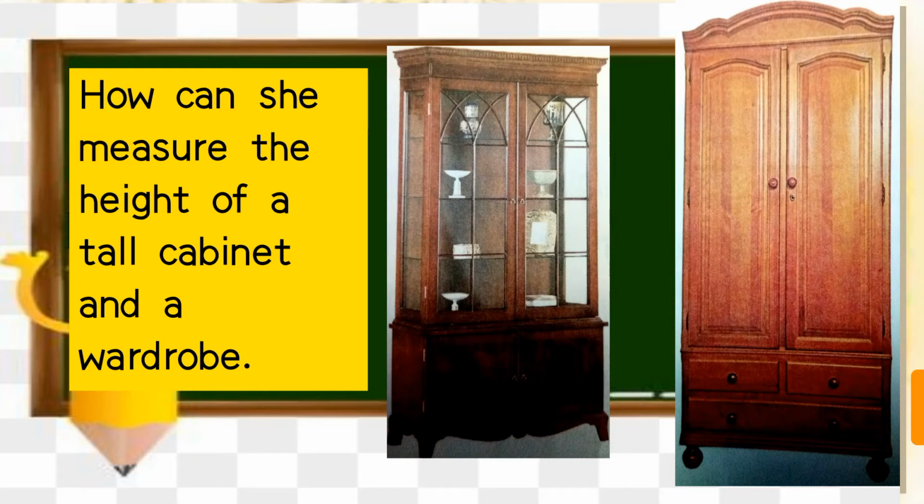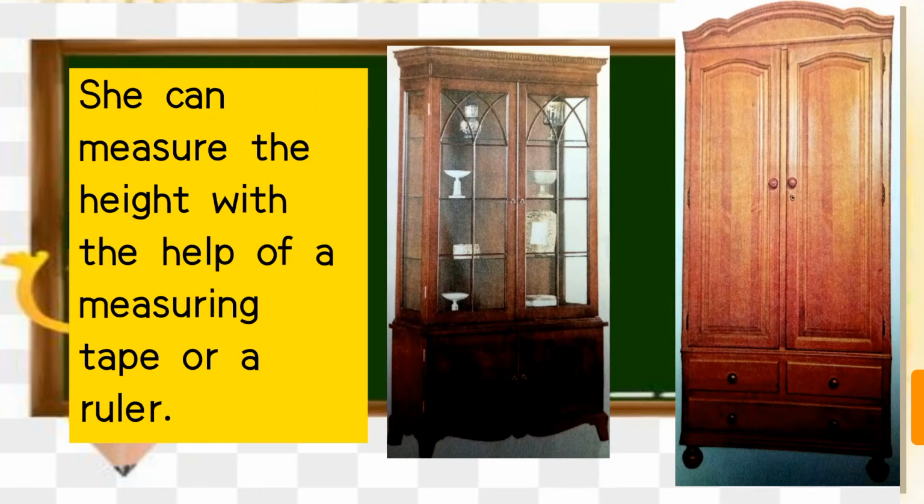But as you all know, the height of a tall cabinet and a wardrobe is more than a small scale. So what can she do? She can measure the height with the help of a measuring tape, or maybe a big ruler which has a 30 centimeter length. So she can use two things: a measuring tape or a big ruler.